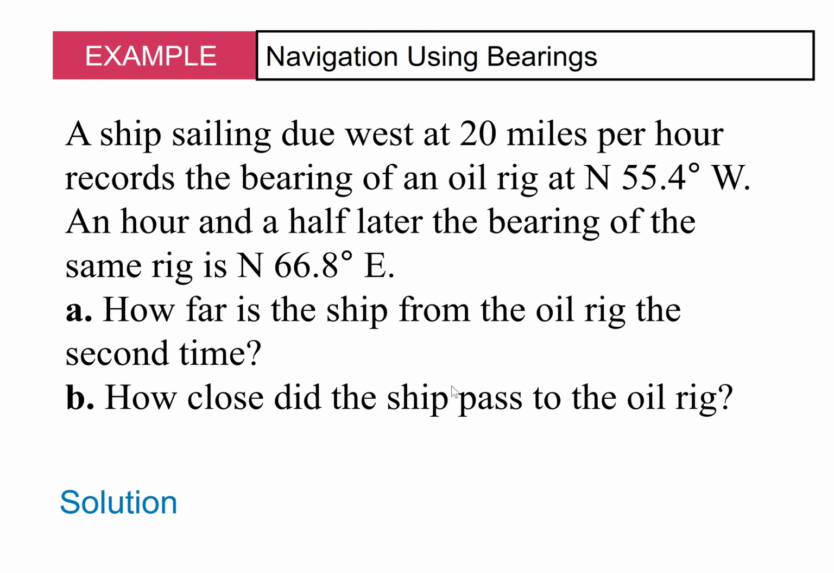All right, let's look at an example before we actually get to this. A ship sailing due west at 20 miles per hour records the bearing of an oil rig. So we look at an oil rig and you're like, oh, look at that. The oil rig is north 55.4 west. And then an hour and a half later, the bearing of that same rig, we check it again, is 66.8 east. Now it's on the east side. So how far is the ship from the oil rig the second time? What's the distance? And then the next question is, how close did the ship pass? So let's go for it.